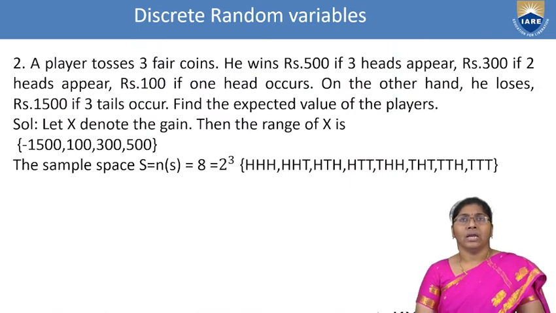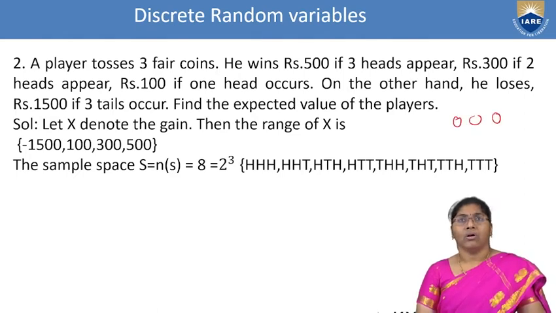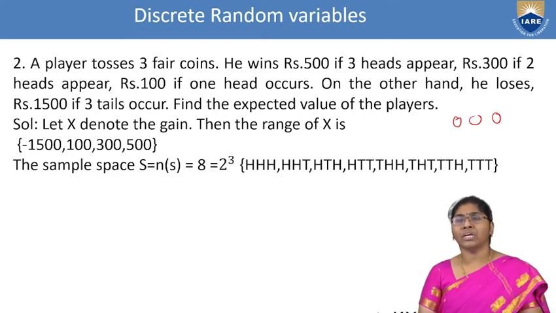Next one. A player tosses 3 fair coins. Here, we are choosing 3 coins. A player tosses 3 fair coins. He wins 500 rupees if 3 heads appear.